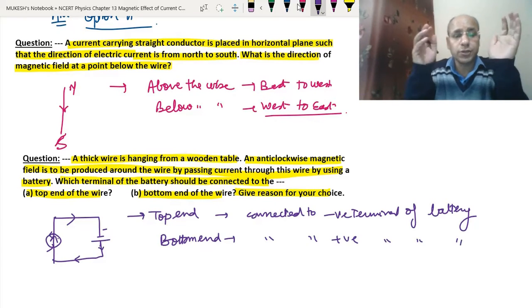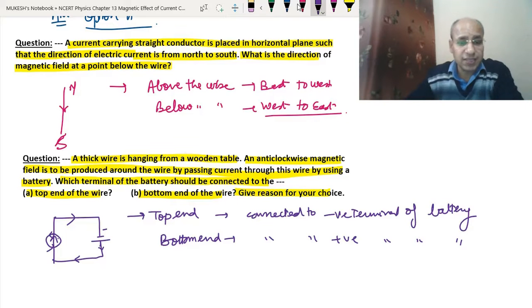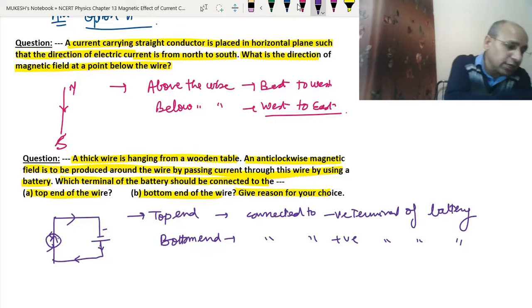I hope this is clear to you. So now let's understand this again. We need an anti-clockwise magnetic field, and we know that an anti-clockwise magnetic field is produced if the current in the wire is flowing in the upward direction, means south to north. For this we have to connect the bottom end to the positive terminal and the upper end to the negative terminal of the battery. Then we can get this type of field. I hope these questions are clear to you.